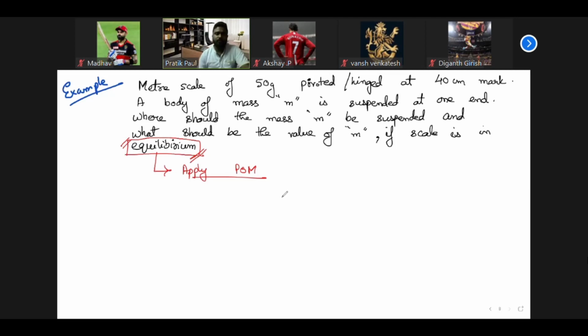Here, if I have to draw this diagram, it's a meter scale. A meter scale starts from 0 and ends at 100 centimeter. It's preferable if you write it in centimeters. Always mark the center, which is the 50. At the 50 centimeter mark, the weight or mass of the scale lies, because this point is the center of gravity of the scale. Here the weight is 50 gram force. Please write gram force, don't just write grams.